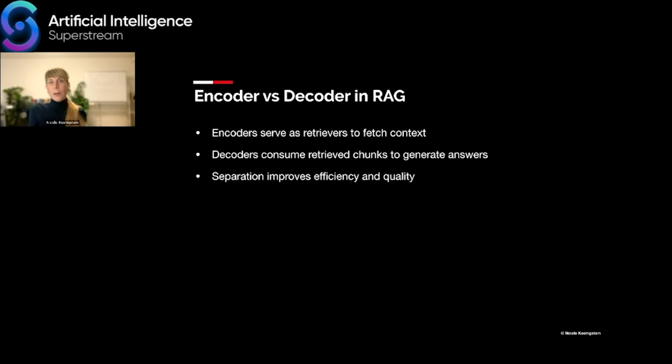So now thinking about if you're having RAG within your agentic setup, encoder versus decoder, and how could you approach this possibly to save money? Encoders serve as retrievers to fetch context, and decoders consume the retrieved chunks to generate the answers. And of course, the separation improves efficiency and quality, and of course, your cost as well.